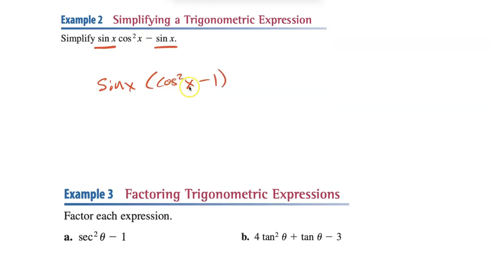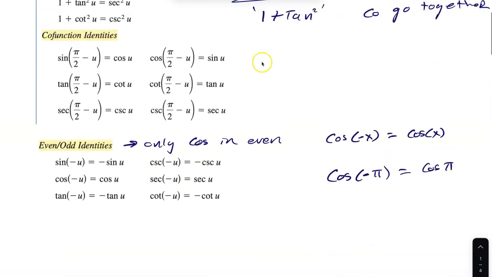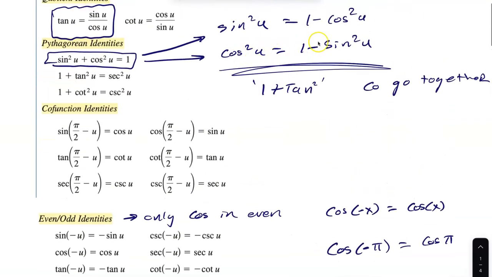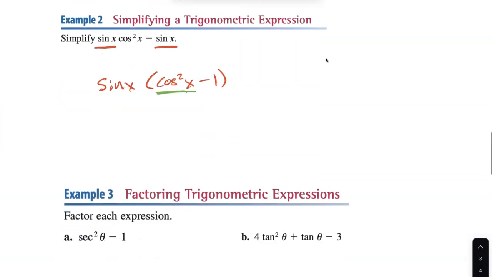From here, we're not totally simplifying it. We should go a little further. There's actually a couple of ways we could do this. I'm going to take the more direct approach, which is to change this cosine. The only thing I could change here is cosine squared. What does cosine squared equal? If you remember our identities up here, cosine squared is the same thing as 1 minus sine squared. So I'm going to change this to 1 minus sine squared.